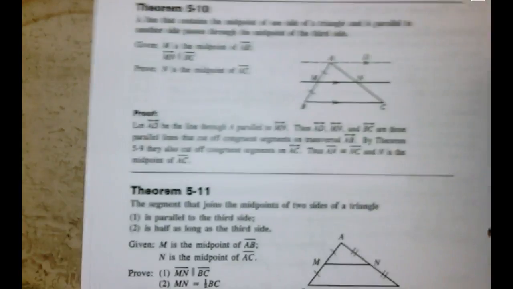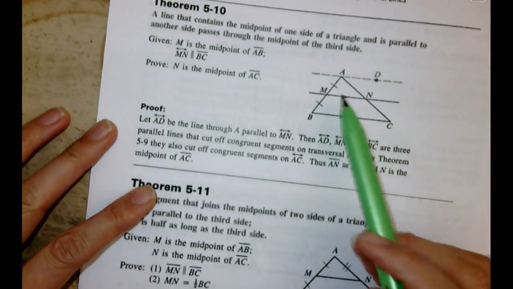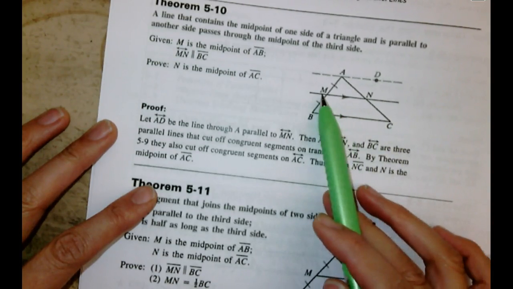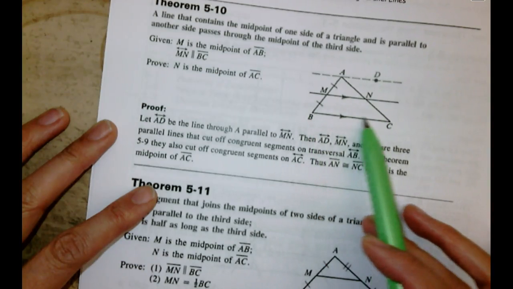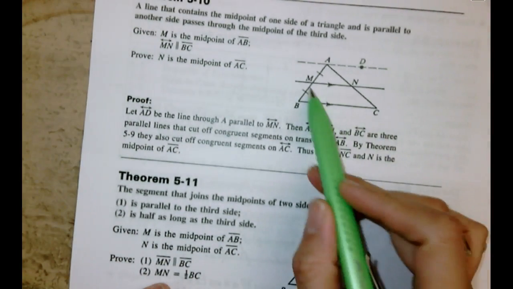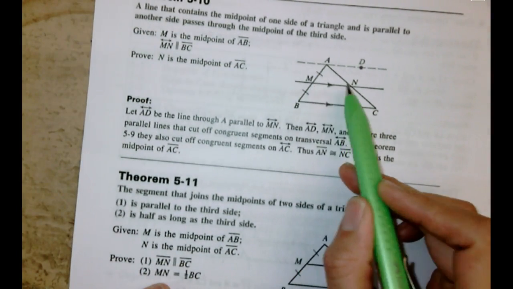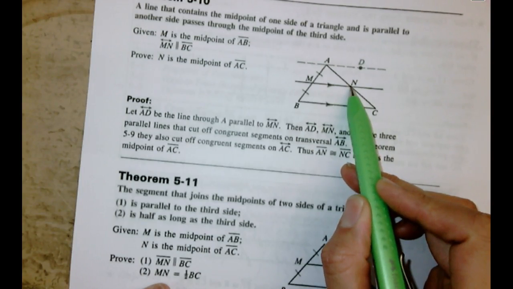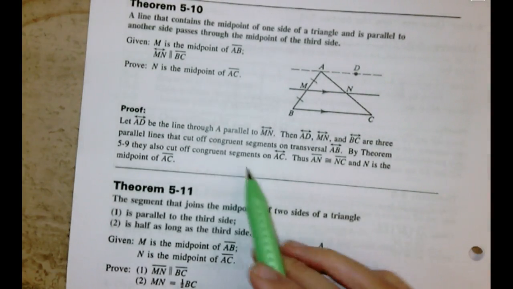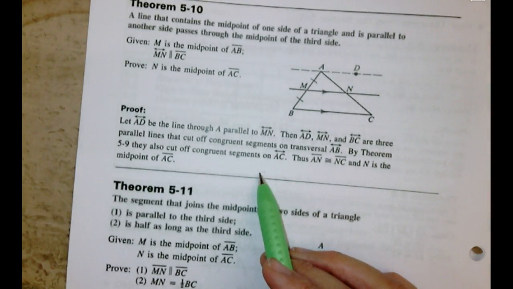All right, 5.10. A line that contains the midpoint of one side of a triangle and is parallel to another side passes through the midpoint of the third. This is what we did on the first page, kind of similar. If two lines are parallel and one goes through a midpoint, then it has to go through the midpoint on the other side. And it's the midpoint of AC. Again, read the proofs and see if it makes sense.